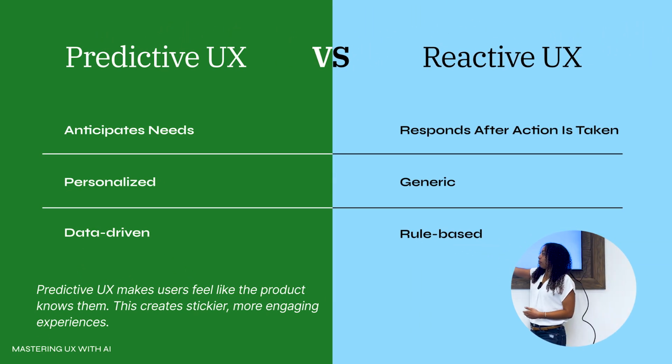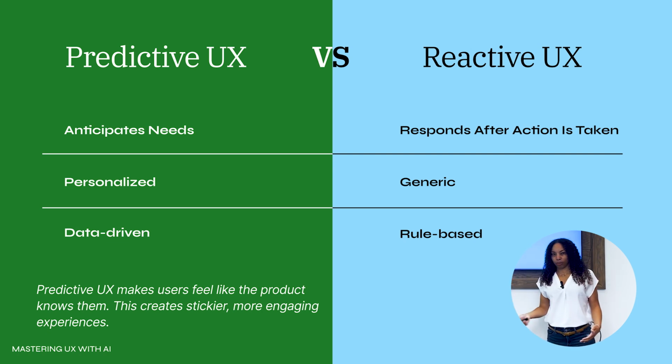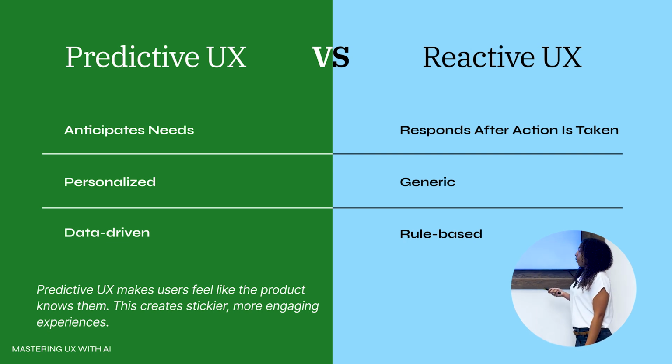Predictive makes you feel like the product knows you. It creates stickier and more engaging experiences, right? So figure out what side your current product is on, or your client's product is on, and figure out, what does the data look like to see how we can get them to this side.